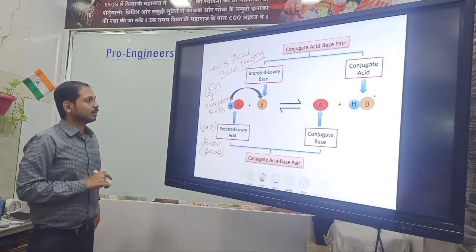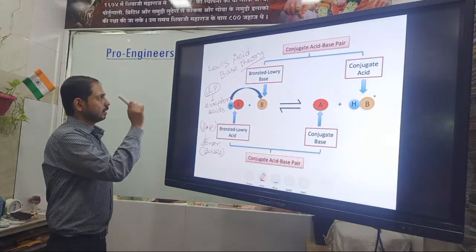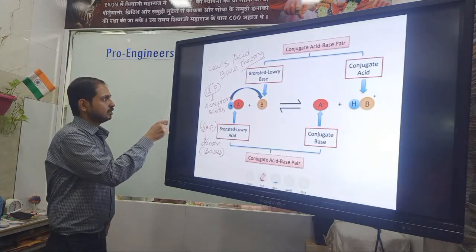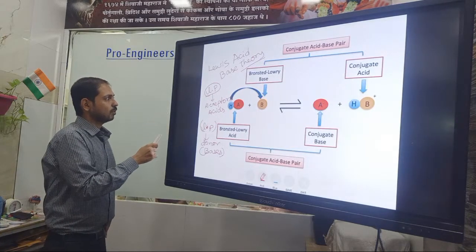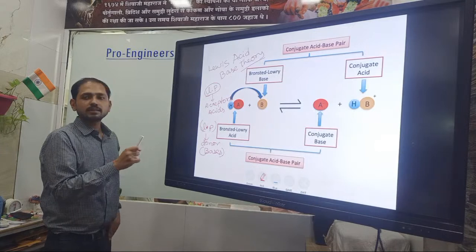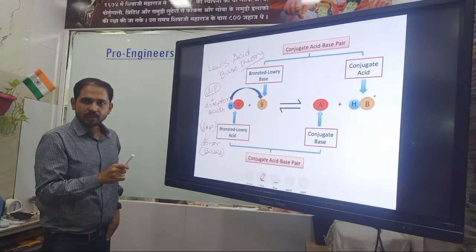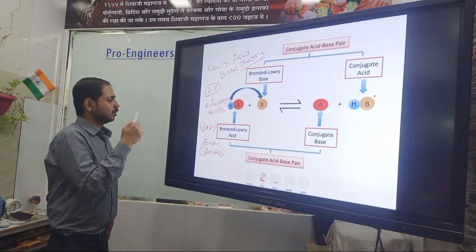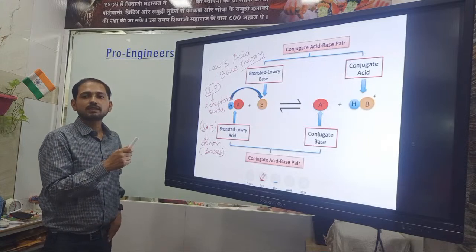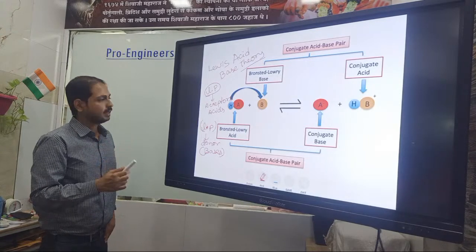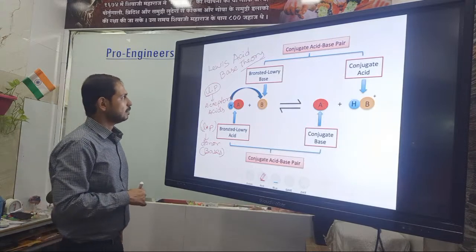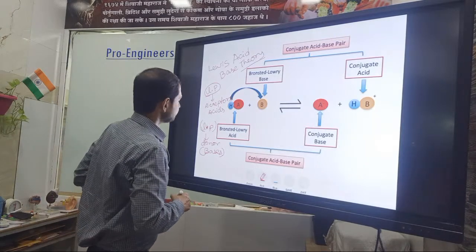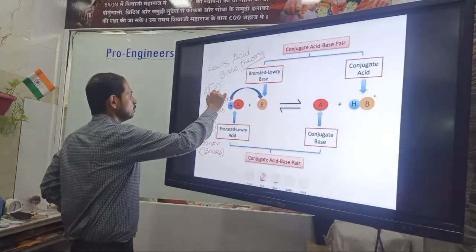So any species which accepts lone pairs, we will call it a Lewis acid. If it donates a lone pair, then we will call it a Lewis base, right? So let's try to understand with examples. What are the examples of Lewis acids?